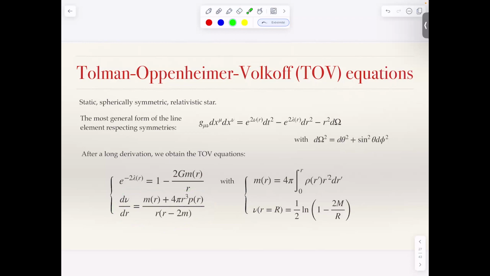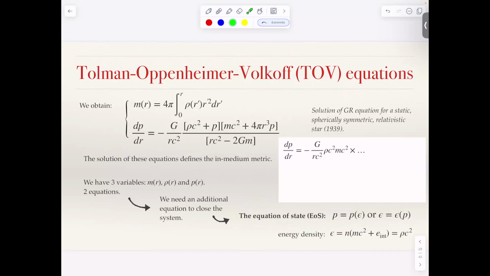So you need the boundary condition, and the boundary condition is at the radius of the star. You want your metric to be continuous. So at the radius, you want to connect to the Schwarzschild metric in empty space, in vacuum, and therefore you impose this condition. If you do that, then you obtain at the end of the day these two equations, which replace the Newtonian equations that we have presented before.